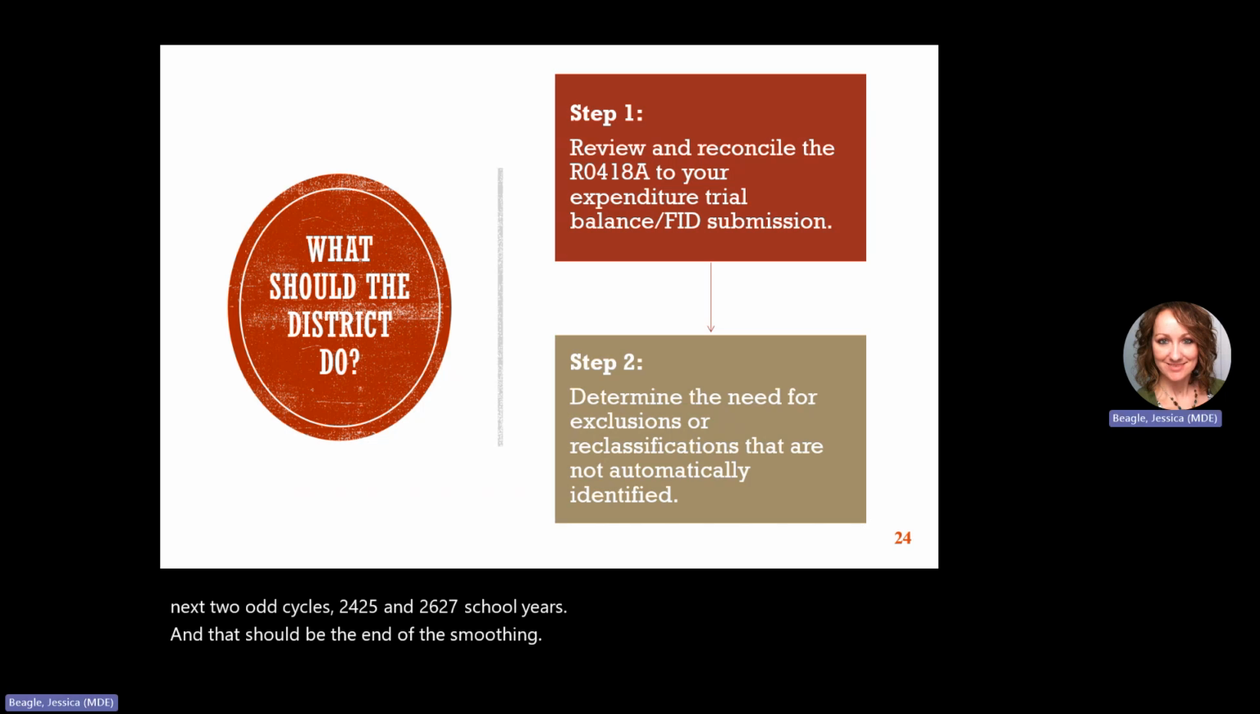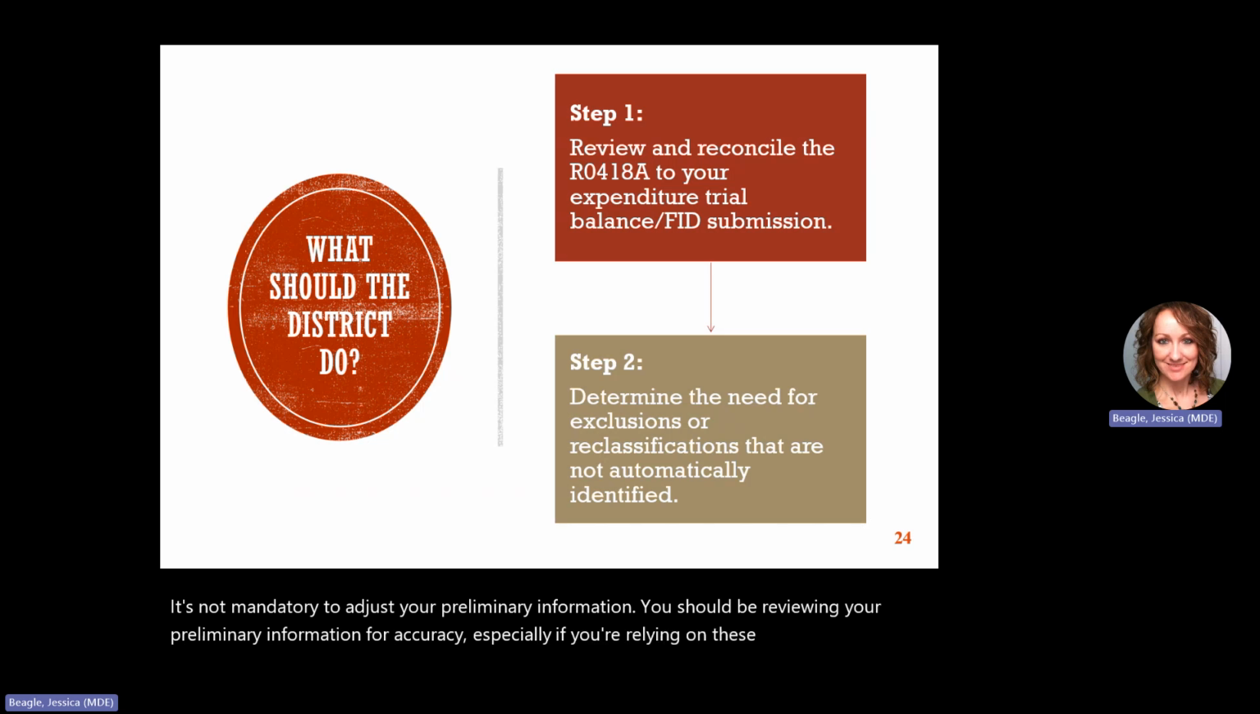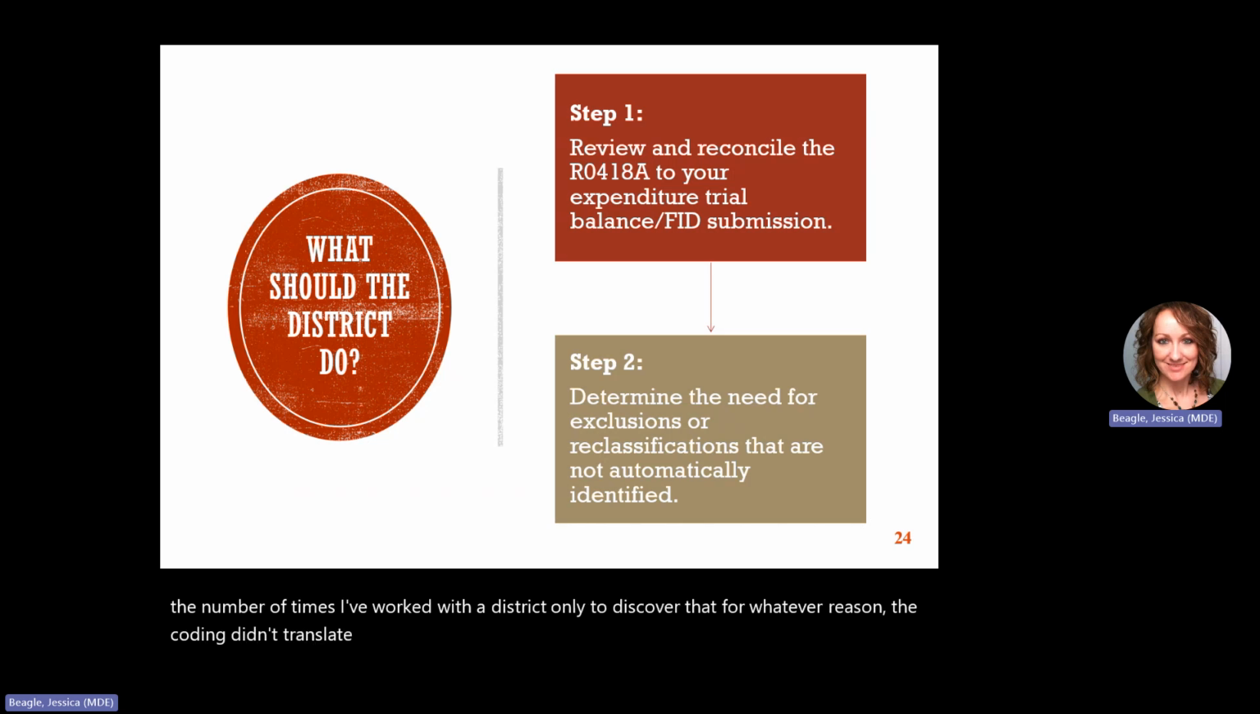So let's talk about what your district needs to do. What is expected of your district for the indirect cost rate process? It's not mandatory to adjust your preliminary information. You should be reviewing your preliminary information for accuracy, especially if you're relying on these rates. I can't tell you the number of times I've worked with a district only to discover that for whatever reason, the coding didn't translate properly into the FID. So be sure to use Form RO418A that we talked about earlier to confirm that all of your costs are categorized correctly.